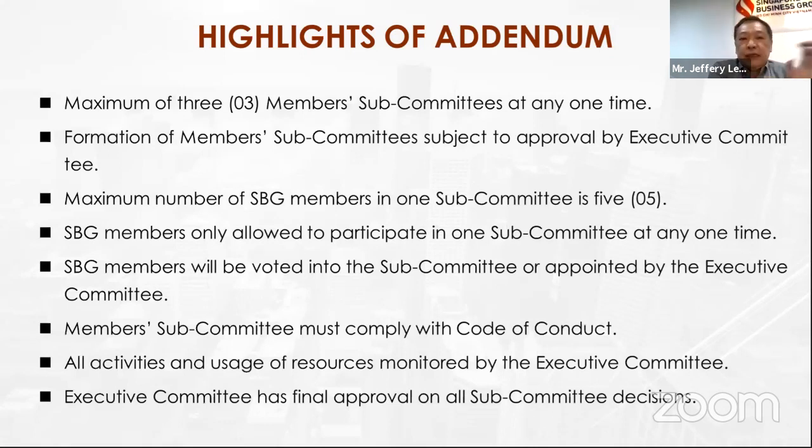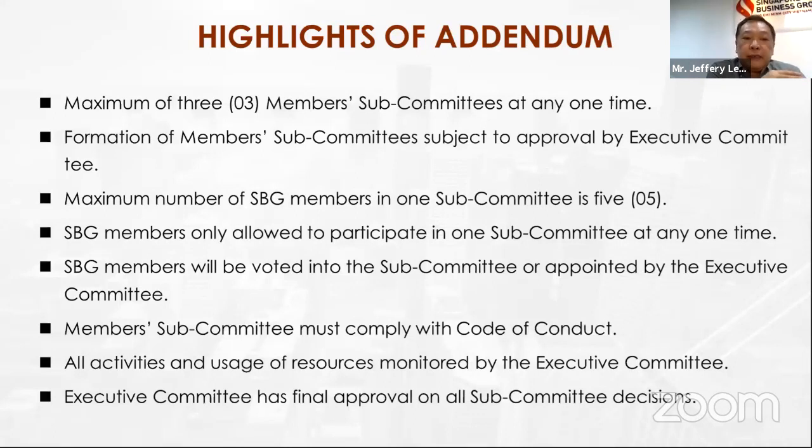So that allows us some leeway in finding members who are enthusiastic. We want enthusiastic members who will join us and be active in creating events or marketing campaigns to support the business community, the Singapore business community in Vietnam.